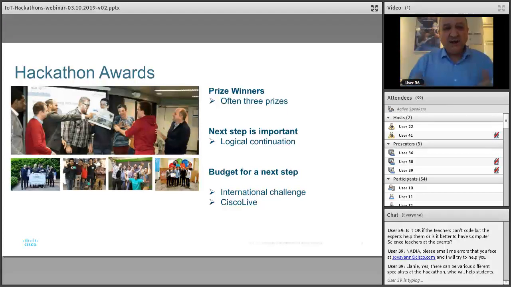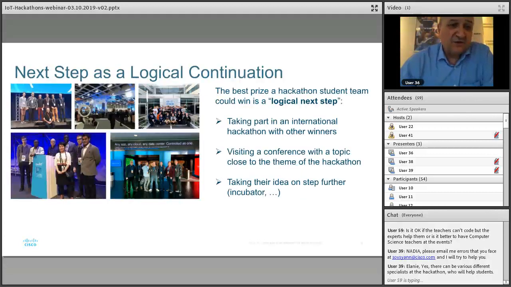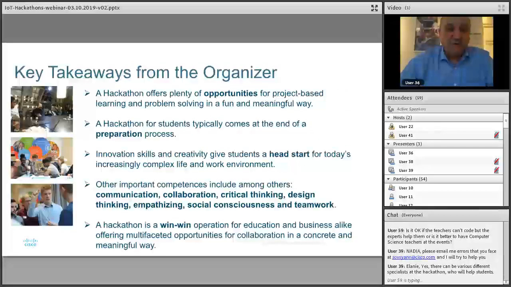So we want a next step after a hackathon, and students need a budget for that. It could be an international challenge with groups from other countries abroad. It could be visiting conferences relating to the hackathon. So the next step, as you see here, is well appreciated by students. They are able to stand on a stage, win a second event, and learn many new things. This next step is really very important.